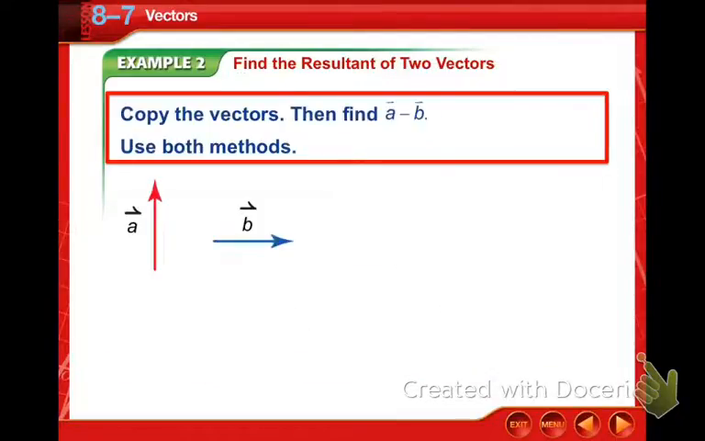So let's look at our first example. We're going to copy these two vectors. I can do that very easily on this iPad. Thankfully I don't have to measure anything. I can just make two arrows that are the same length and move them around. So this is actually going to be really easy. Just need to make some adjustments here and make sure that we are able to do a resultant vector as well.